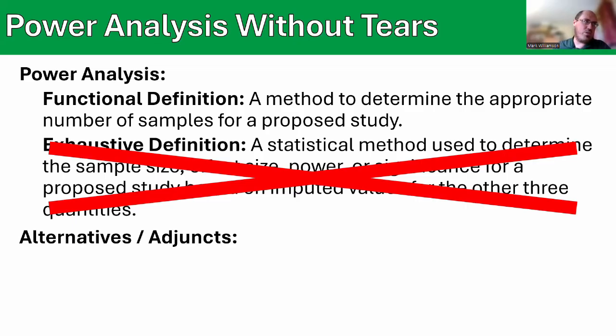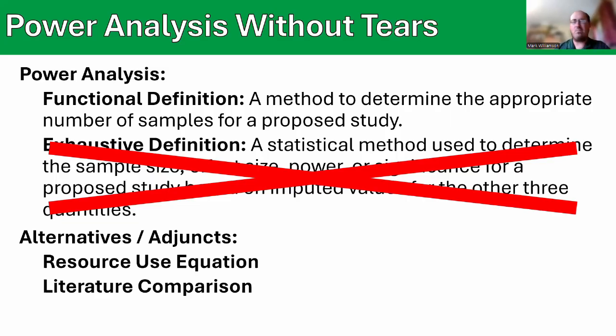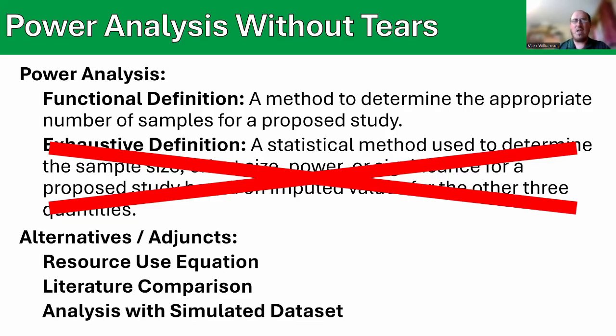Now, it's not the only thing you can do to get an estimation for sample size. There's something called the resource use equation that's sometimes used for animal studies when you don't have a lot of pilot information. You can also supplement power analysis with things like literature comparison. Look at similar studies. How many samples did they use? Did that seem to be enough? That might not be the best on its own, but it's certainly great to ground some of your calculations in what people have actually found and found success with in real life. And you can also do more complicated things like analyzing with a simulated data set. Again, probably not on its own, but you can do that with the power analysis.